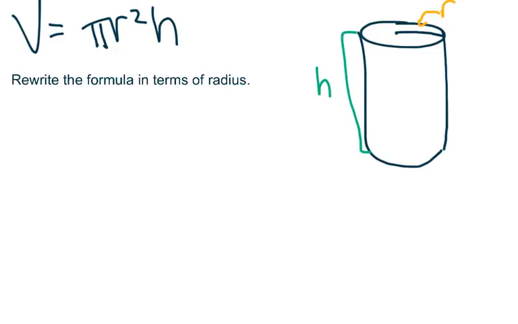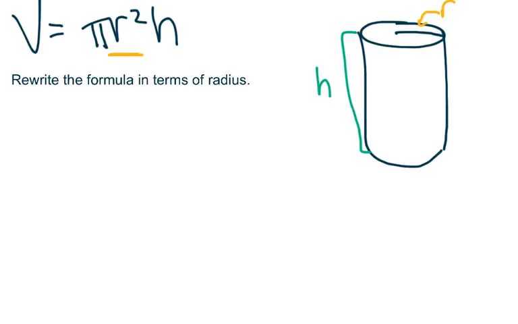The volume of a cylinder equals pi times the radius squared times the height. Rewrite the formula in terms of the radius. So we know if we want to rewrite it in terms of the radius, we need to isolate the r and rewrite the formula with r on one side of the formula. And we need to use some mathematical operations and our properties of equality to isolate that r.